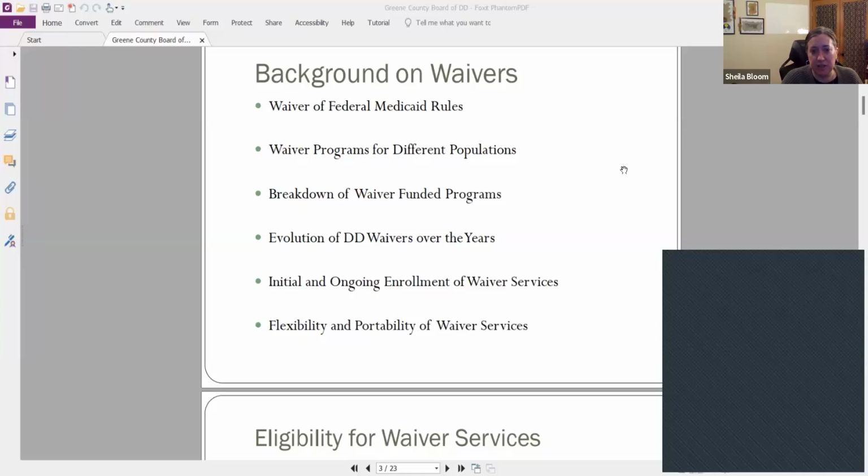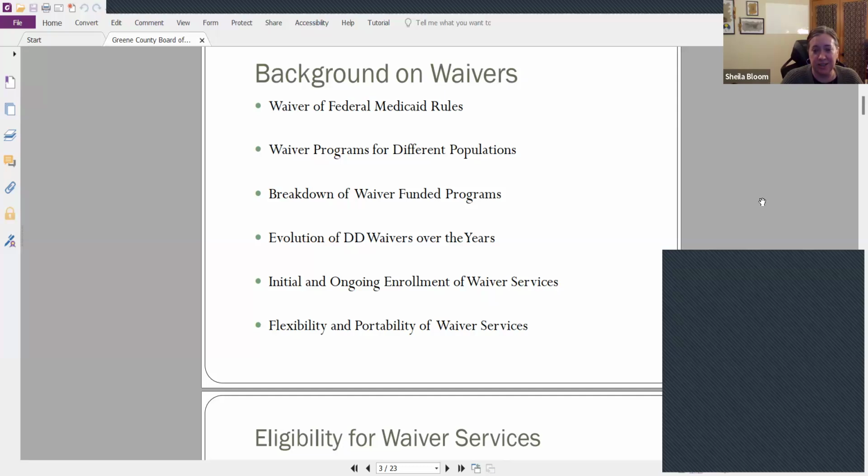The evolution of DD waivers over the years, we've gone from just real basic local funding to adding a little bit of funding for individuals receiving services in group settings, to now we cover a wide range of services from community, in-home, group settings. We're really focused on self-directed services right now, so it's expanded quite a bit over the years.